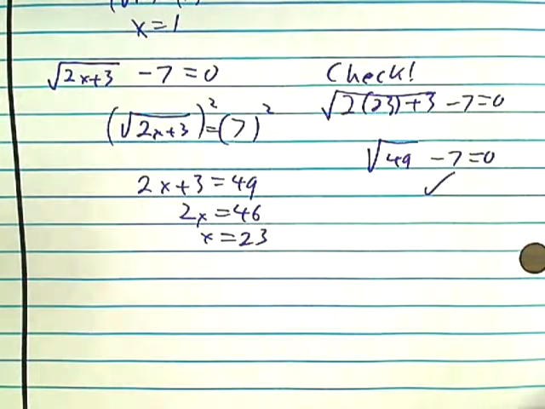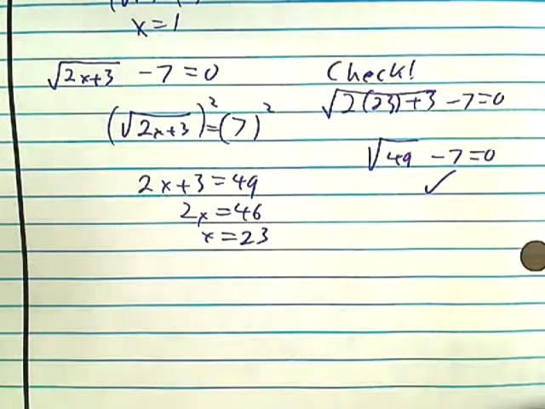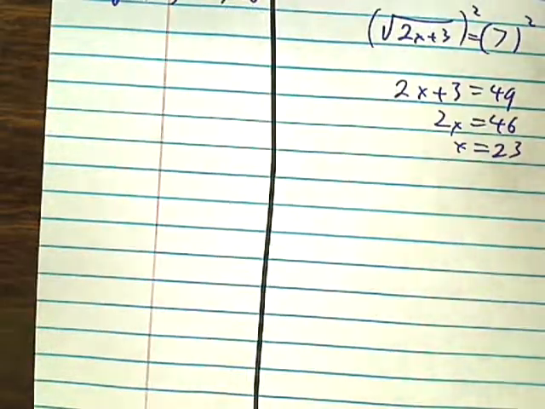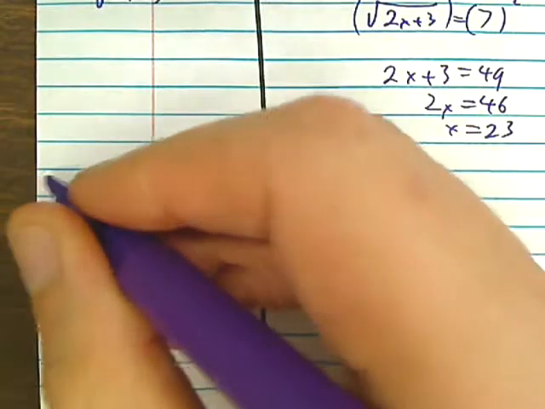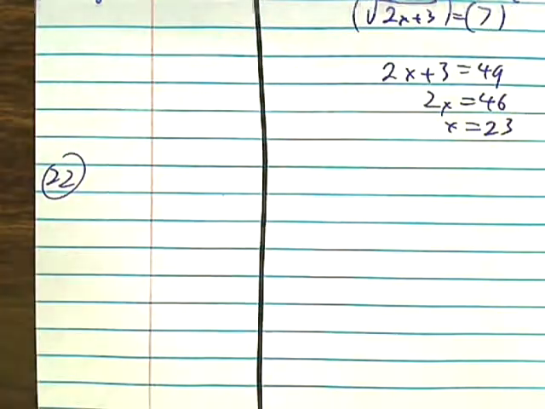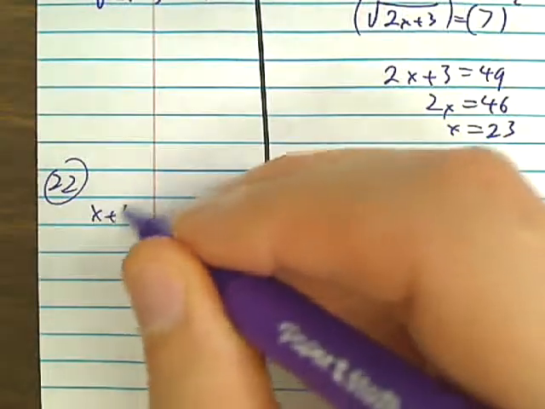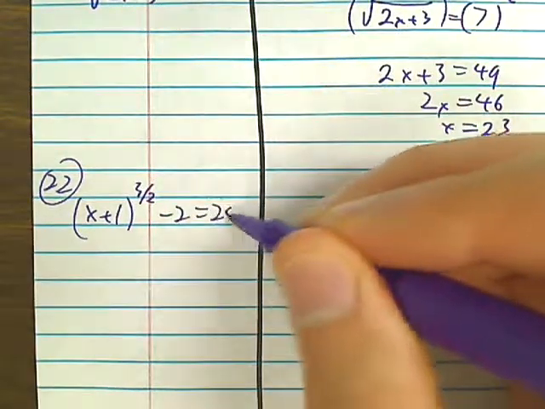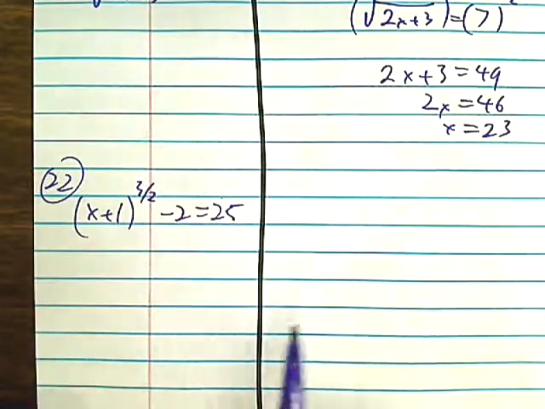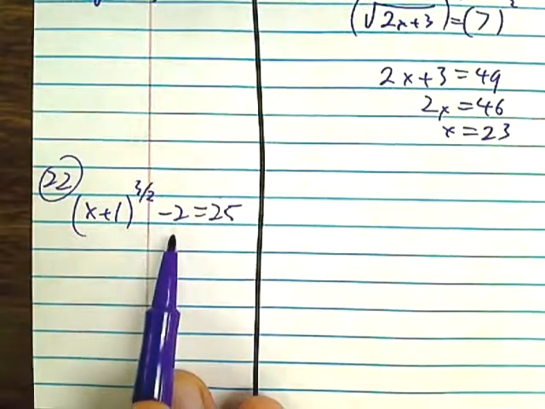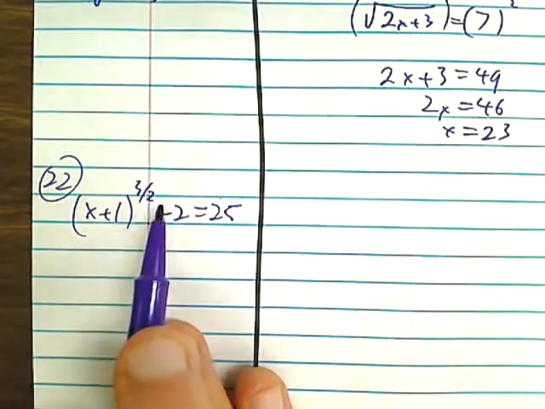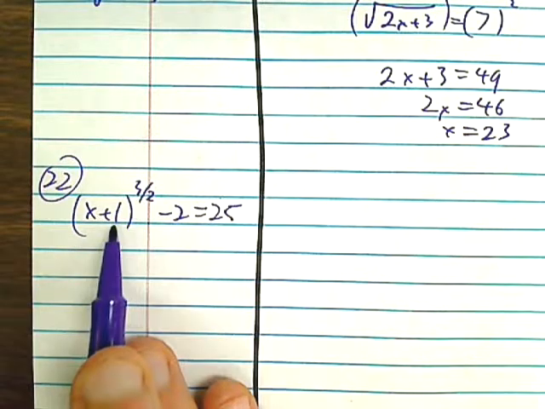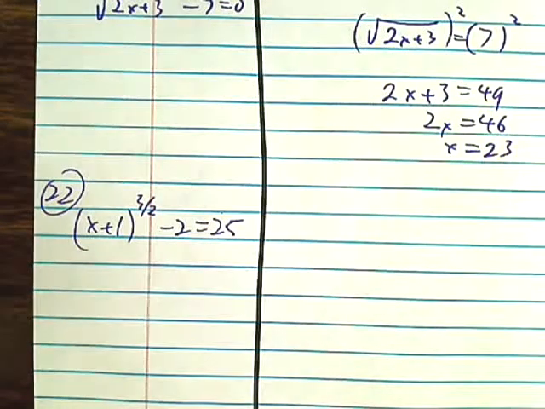Let's try one more together. Let's try number 22. Number 22 says x plus 1 to the 3/2 power minus 2 equals 25. Okay, and your plan of attack: first, you're going to get rid of that negative 2. Then you're going to get rid of the exponent. And then you're going to get rid of the 1. Good luck. Give it a shot. Go ahead and pause this.